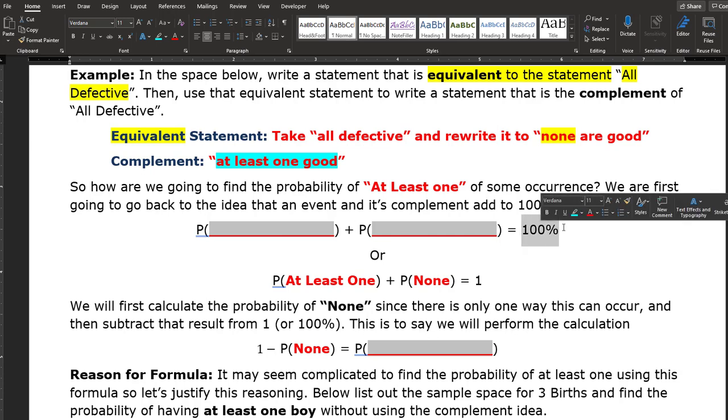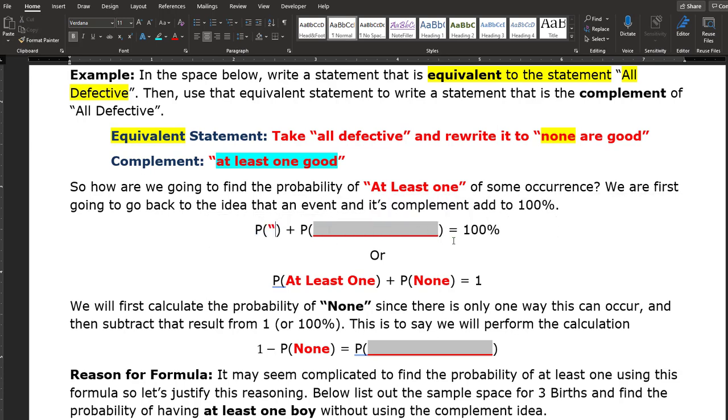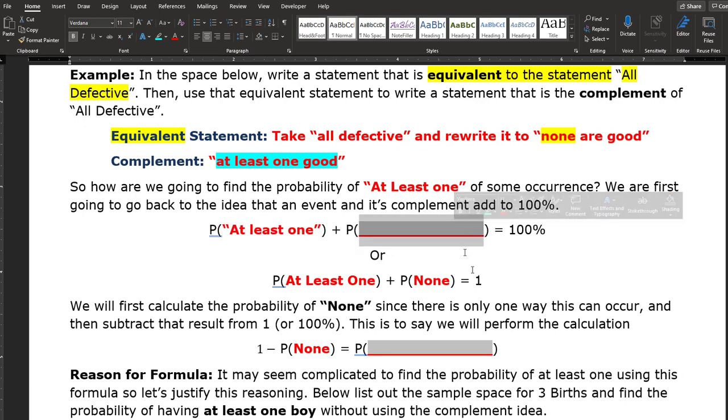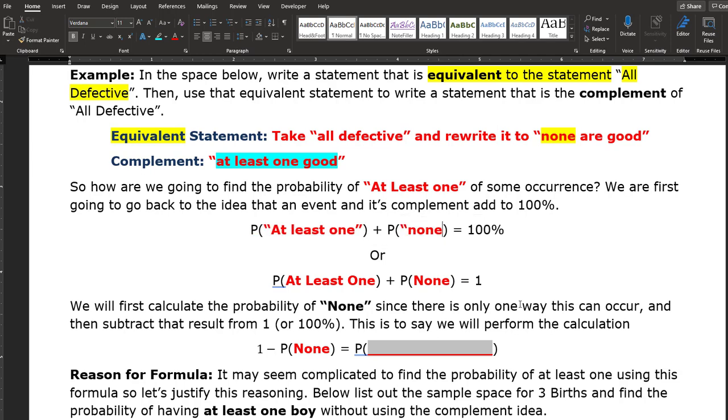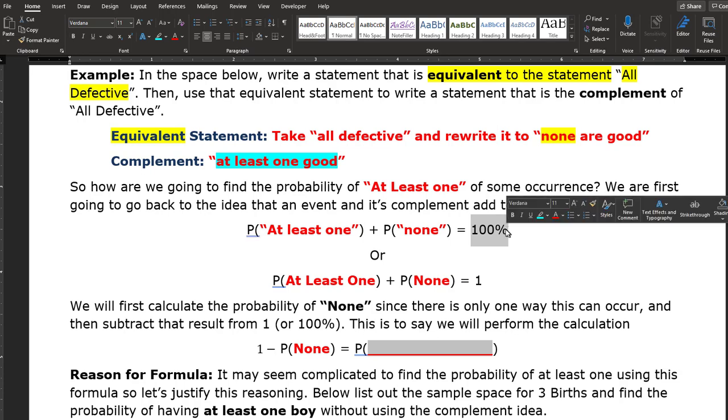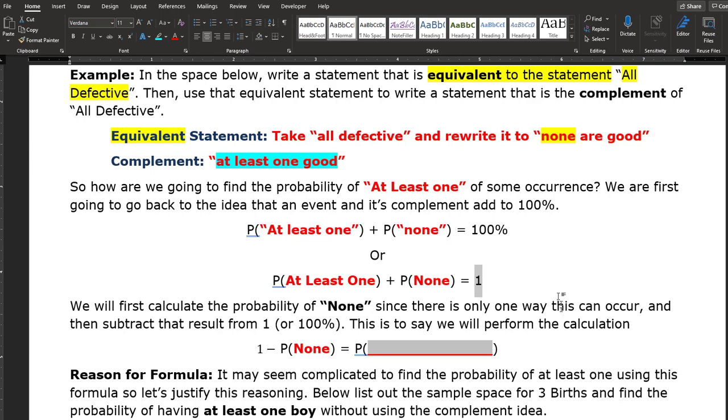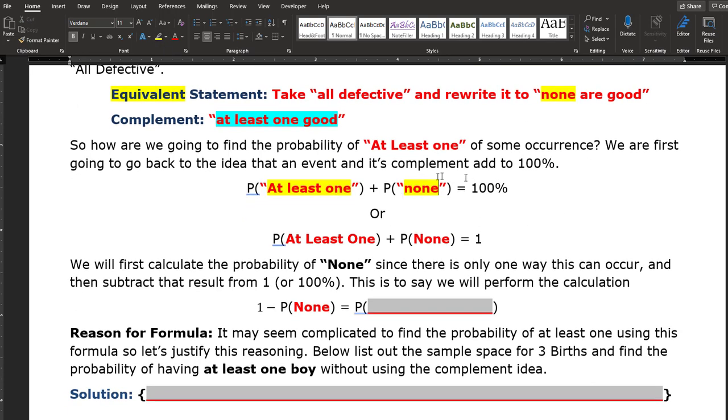Well, now since we know they're complements, we know that the probability of at least one and the probability of none have to add up to 100% if you're doing the percentages. If you're doing the decimal numbers, it'll be equal to 1. So these two probabilities will add up to 100%, since they're complements of each other.